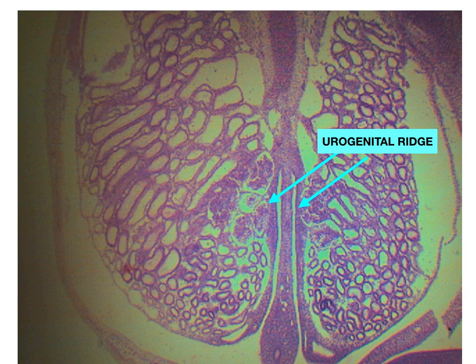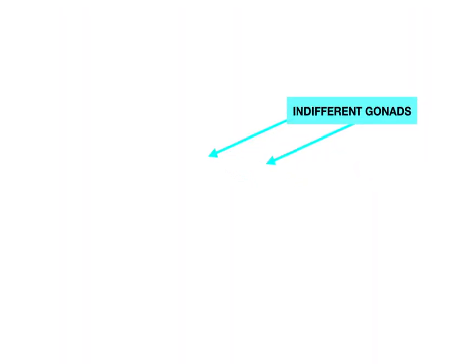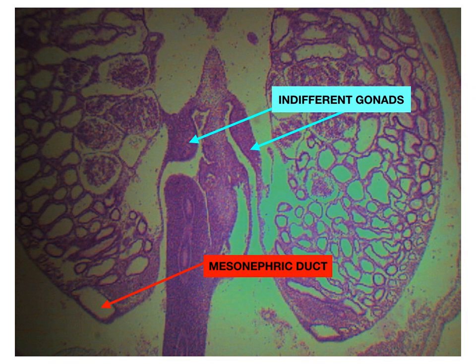reproductive system. At the level of the developing kidneys, pointed with the blue pointer is the urogenital ridge. They are medially located. This will develop into indifferent gonads. The indifferent gonads, they are bulkier and they are dark in staining.